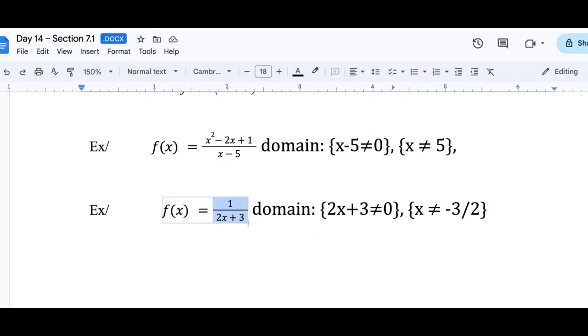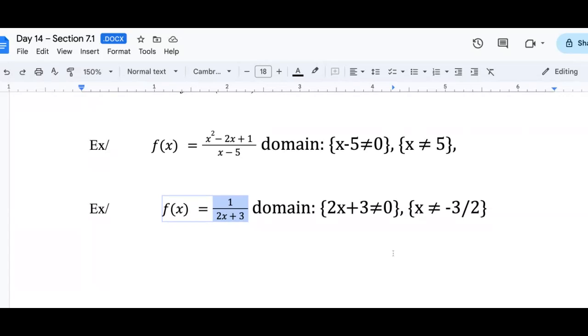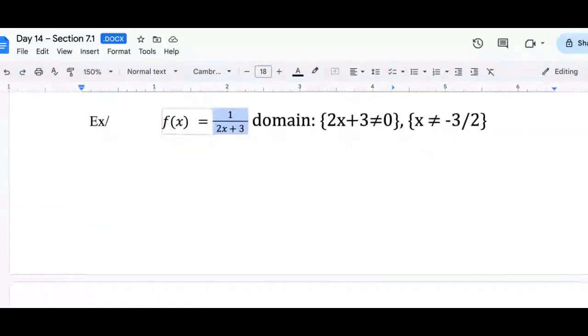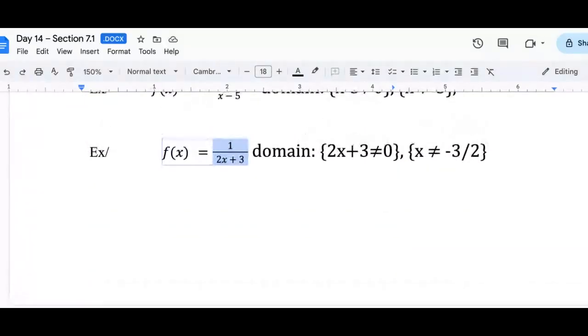So for this one, 2x plus 3 cannot be 0. That means x cannot be negative 3 over 2, which means x can be from negative infinity up to negative 3/2, then union, open parenthesis, negative 3/2 up to positive infinity, close parenthesis.